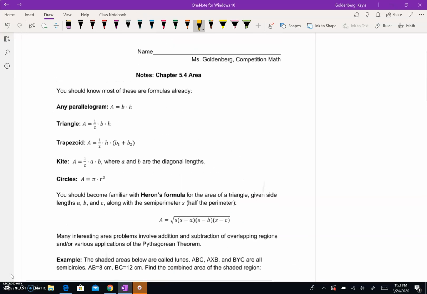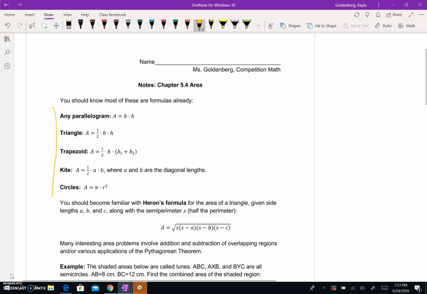At the top of this page you guys are going to see some area formulas that you've probably seen before. Some of them may be more familiar than others. The area of a parallelogram is the same area formula as a rectangle or a square, just base times height. Triangle is 1/2 times base times height.